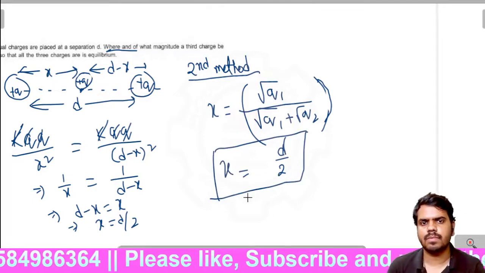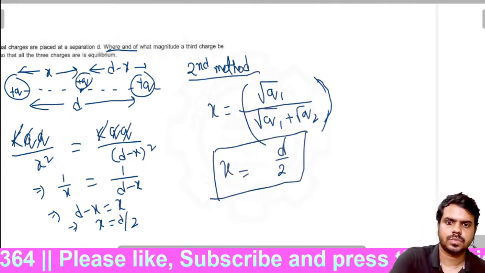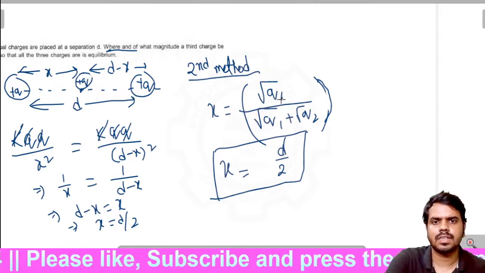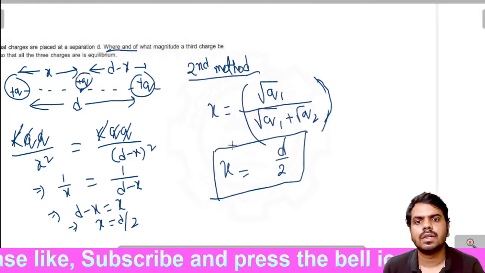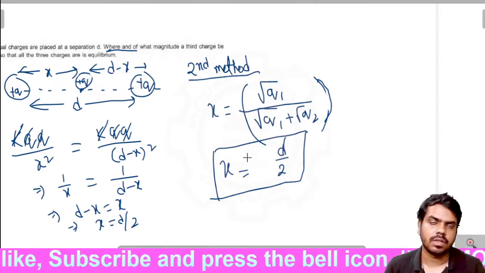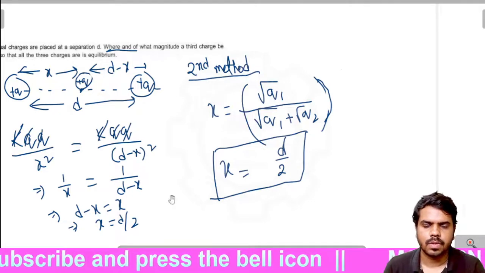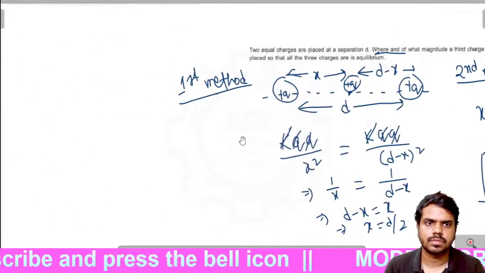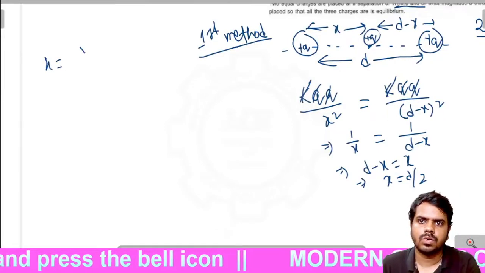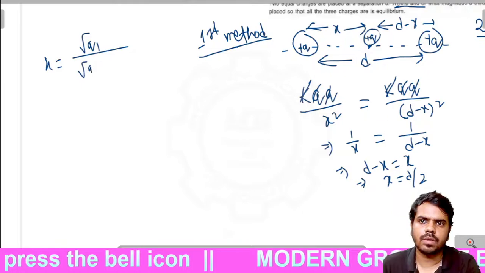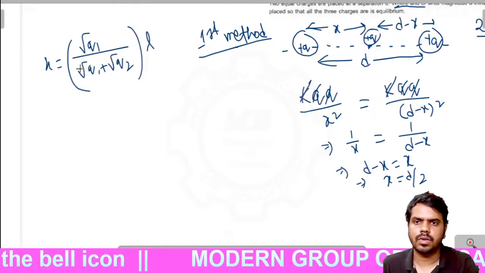But where does this formula come from? You have to know this. By this method, you will find the answer in a click, but you have to know the formula. So I am deriving the formula. The formula is x equal to root q1 by root q1 plus root q2 into L. Now I am deriving this.